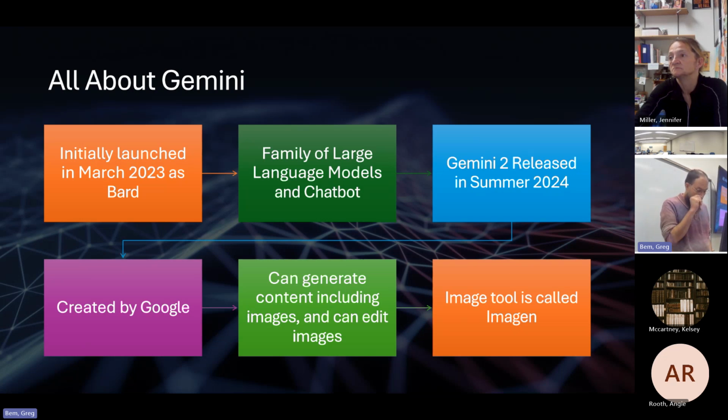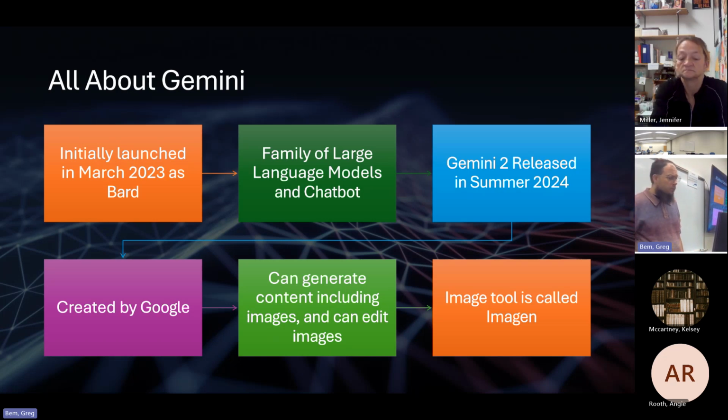The latest release, as far as I know, something could have changed today, of course, is Gemini 2, which was released in summer of 2024. As I mentioned, Gemini is the product of Google. And so there's a lot of money and a lot of resources into the development of it. And it can generate a lot of different types of content, including images. And it can also edit images. We will see that. And it's not without controversy.